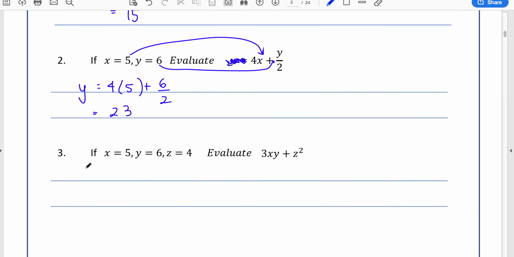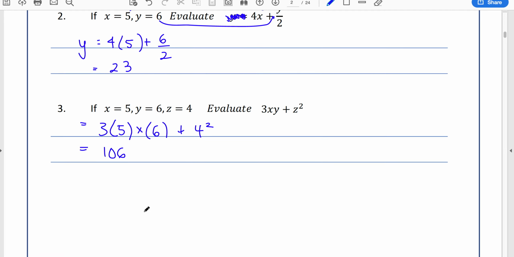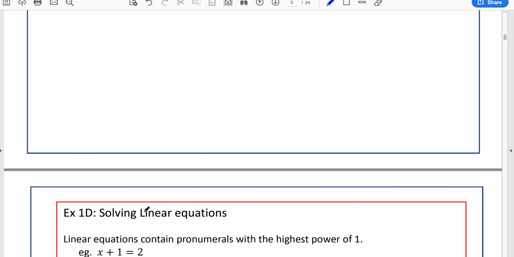So if you did it the other way, it would have been 3 times 5 times 6 plus 4 squared. So that will give us 90 there, and this is 16. So 90 and 16, 106. But it's up to you, really. You can do either method, provided you are substituting accurately. Your calculator will give you the exact same result. Okay, so that's substituting, which we do a little bit in this topic.